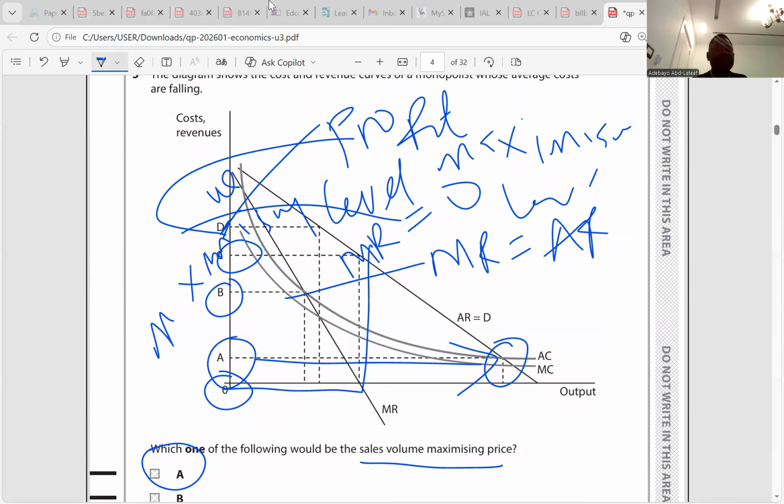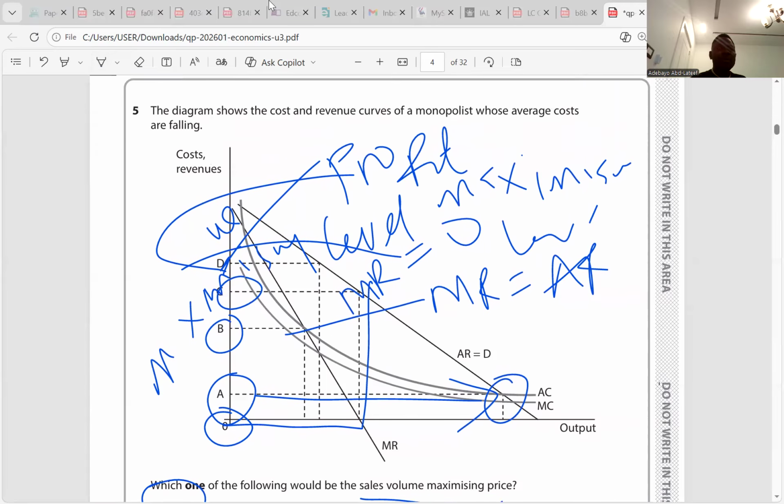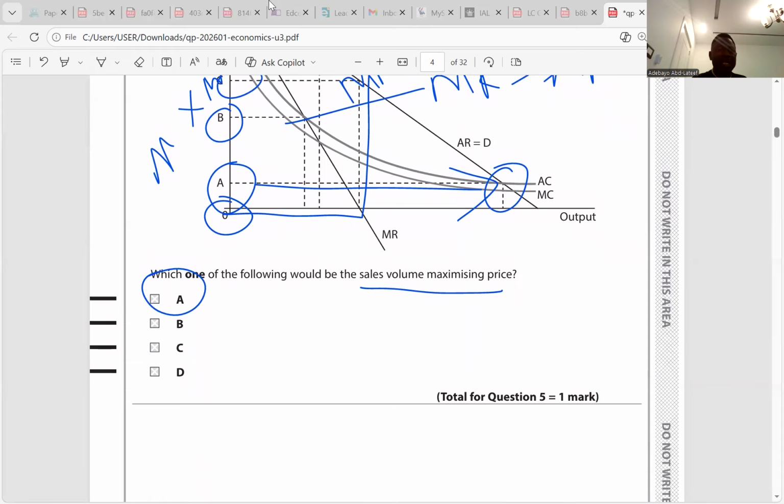C is the revenue maximizing level of output. B is where MR equals AR, which is not possible. And A is the sales maximizing level of output, the sales volume maximizing level of output. So the answer for question 5 is A. B is not right because B represents MR equals to AR.